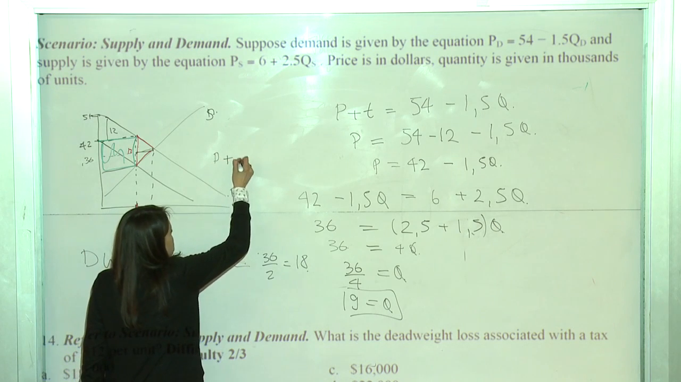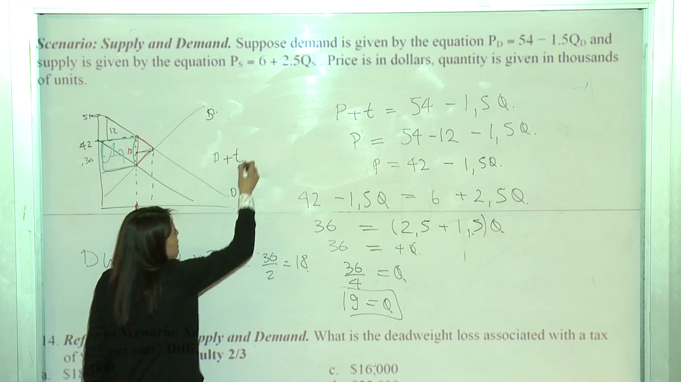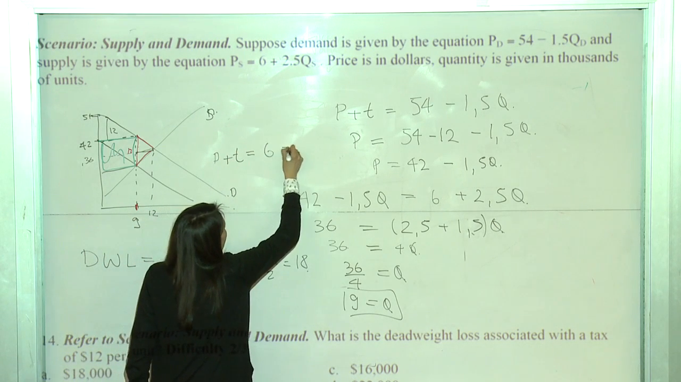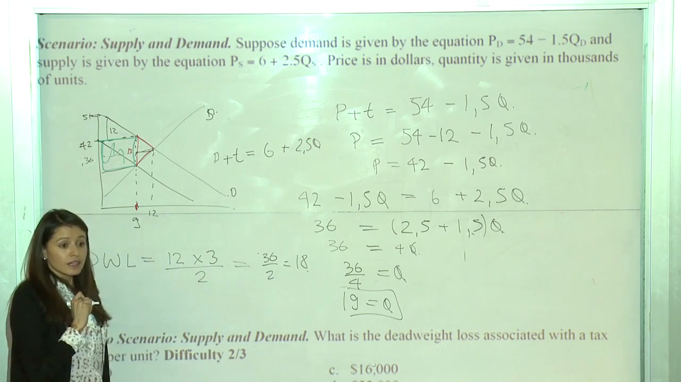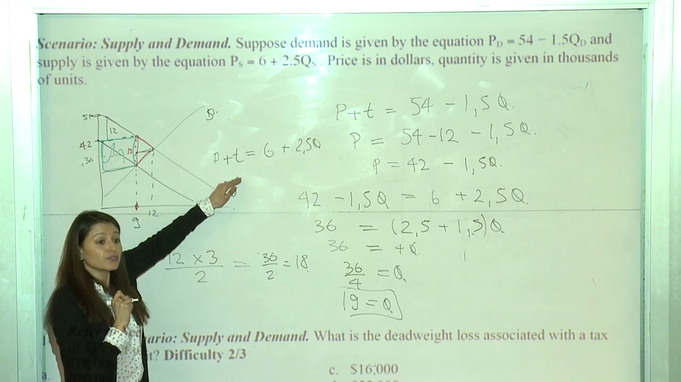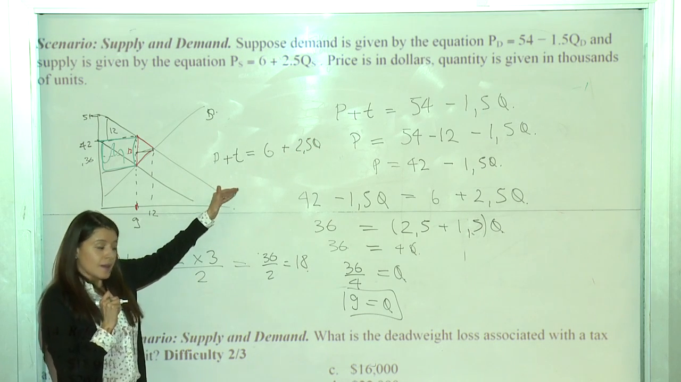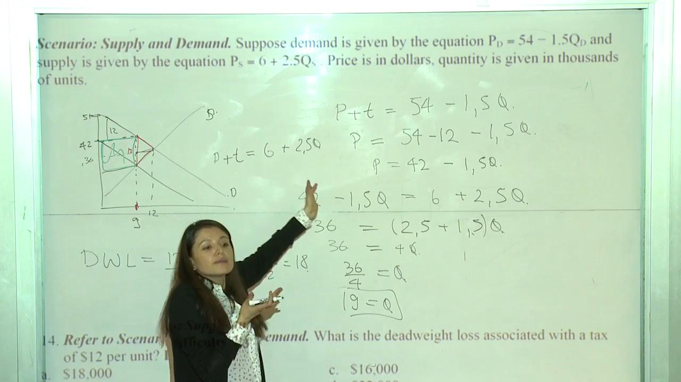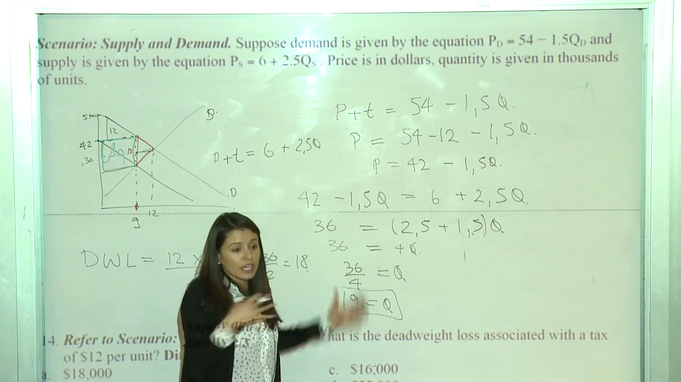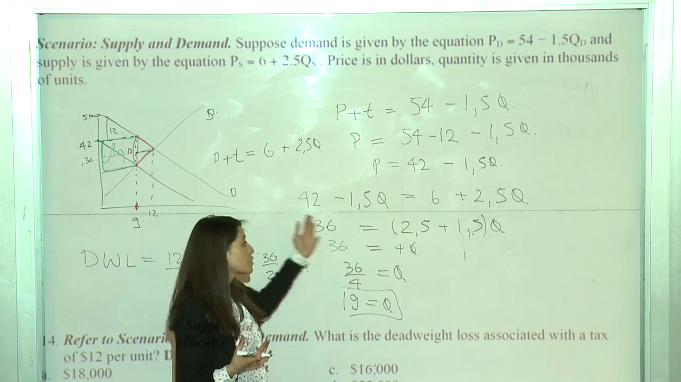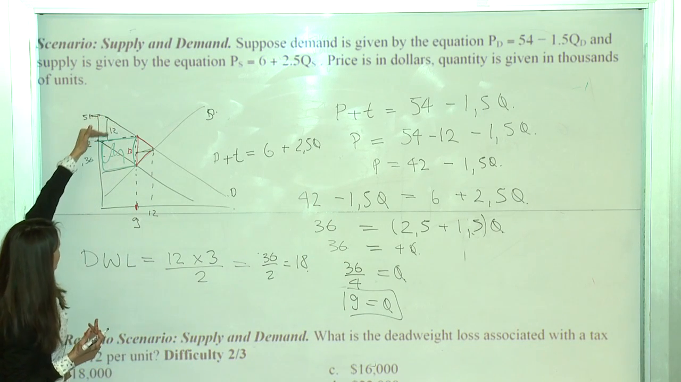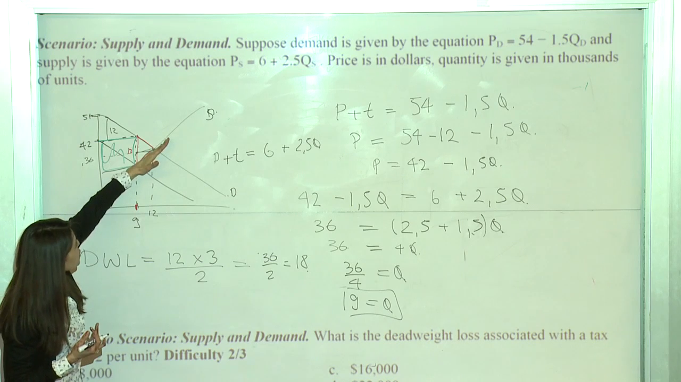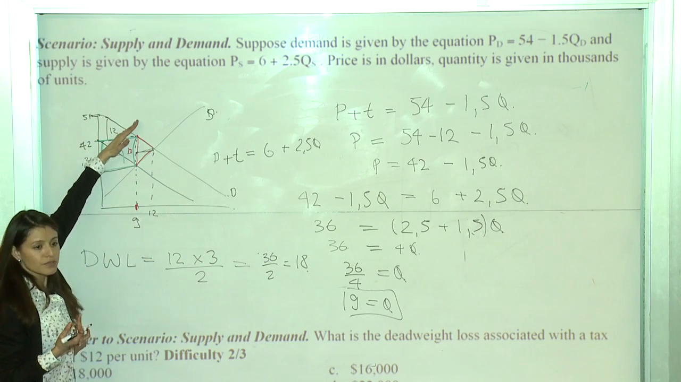Price plus the tax equals 6 plus 2.5 times Q, okay? So you will be shifting the supply function. I always shift the demand function, but that's me. You can do it with the supply function too, and the result is the same. Here you are moving the demand function by the amount of the tax. In the other case, you will be moving the supply function by the amount of the tax, okay?